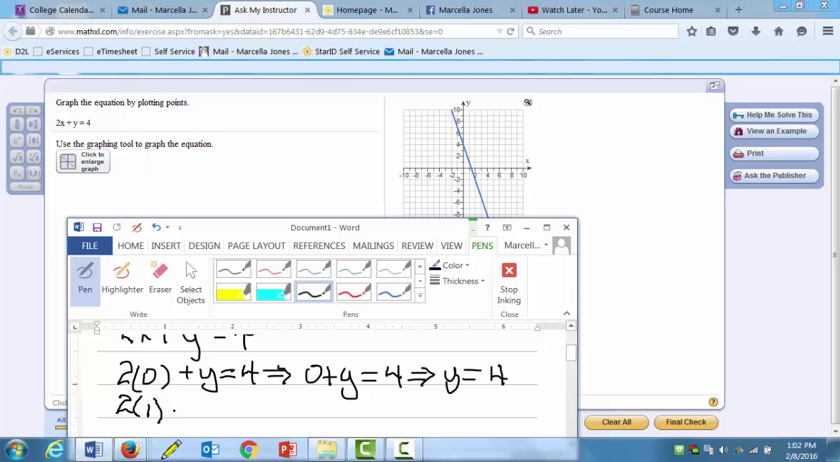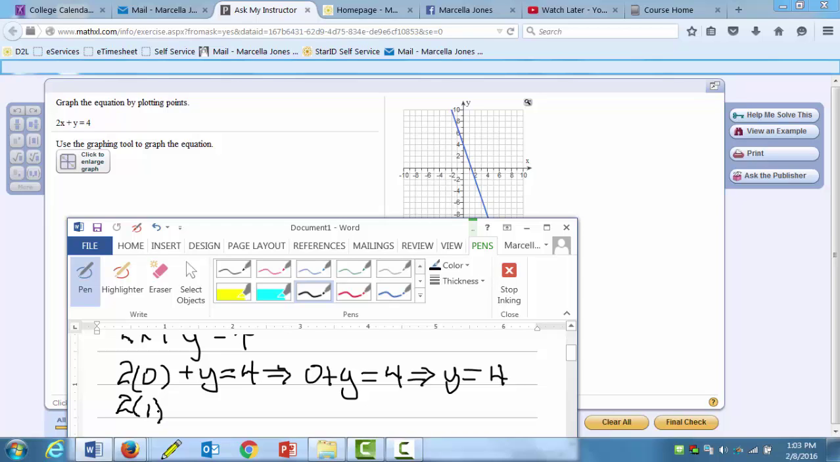The only things that I want to do when possible is pick a value of one of the variables that doesn't make the other variable a fraction, and pick a value of one of the variables that gives you a point. When you find the other variable value, you should get a point that lies on your graph.